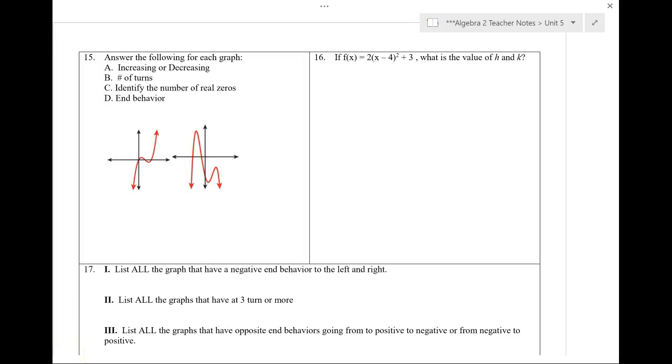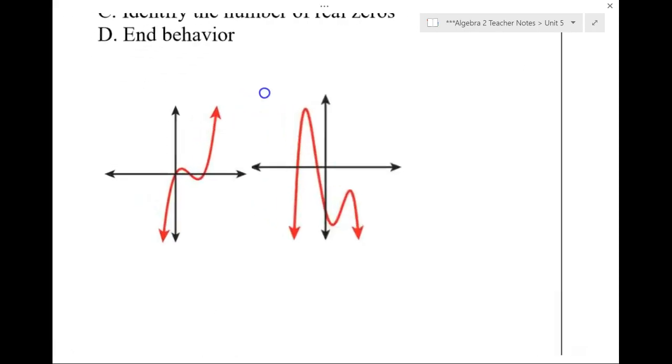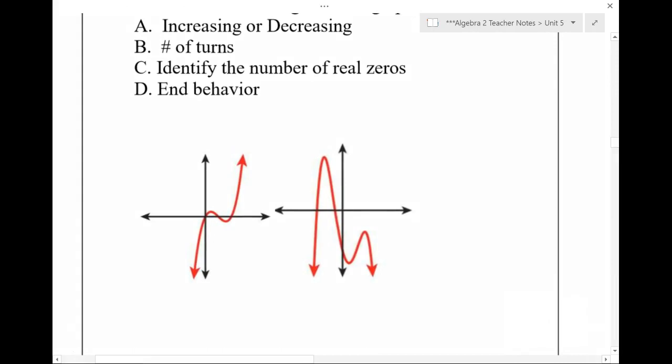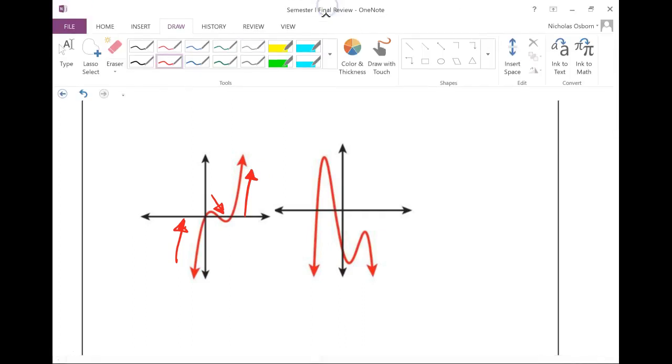Okay, so number 15. Answer the following for each graph. Increasing or decreasing? Number of turns. Identify the number of real zeros and the end behavior. So you just have to look at each graph and identify where there's an increase and a decrease. Well, I see an increase here, so I'll draw an arrow. There's a decrease here, draw an arrow, and another increase here, so I'll draw an arrow. And that's it. And then how many turns are there?